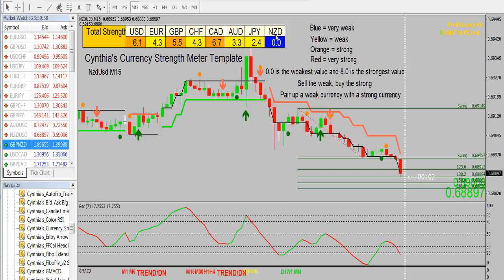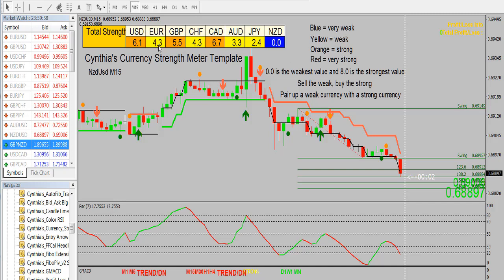First of all, you can see the meter has several colors, and the New Zealand dollar currency here is blue and at a numerical value of 0.0. That is the weakest. Blue is the very weakest color, and 0 is the weakest value. The yellow is considered weak, and so these will be low numbers. The lowest is 0.0, and these are fairly low numbers.